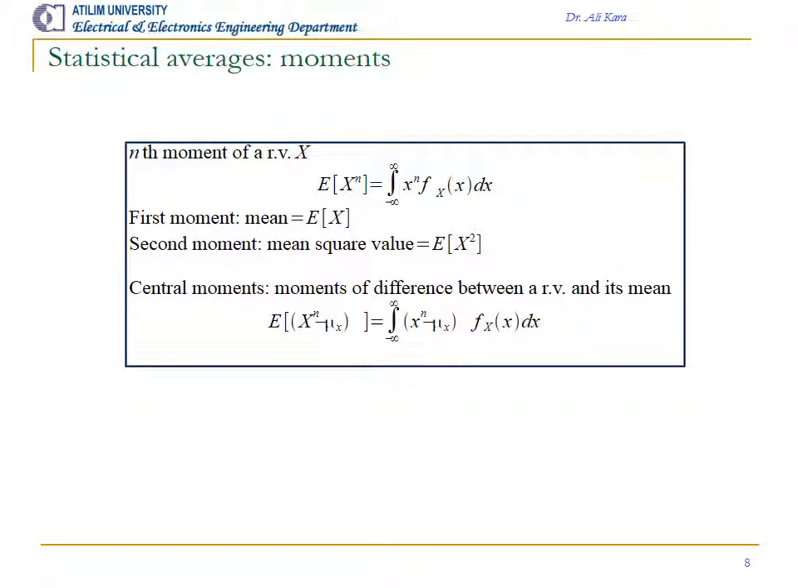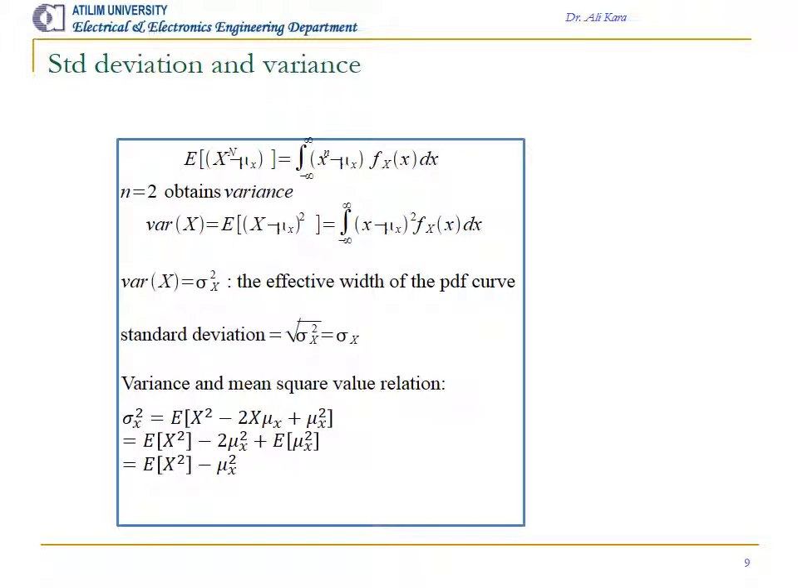Central moments are moments of the difference between a random variable and its mean. It is given by this integral. Standard deviation and variance. The second central moment is the variance of the random variable. It is denoted as sigma squared x. Standard deviation is the square root of variance, which is sigma x. Variance can be written in terms of the mean. Variance is equal to the mean of x squared minus the square of the mean of x.